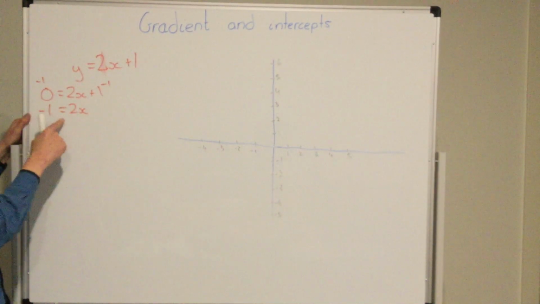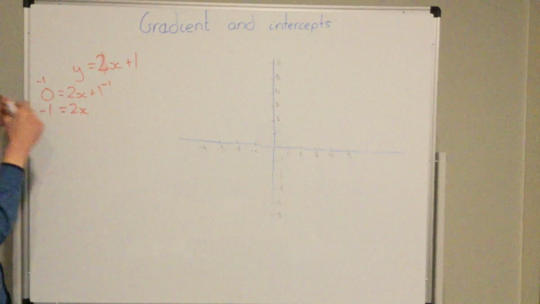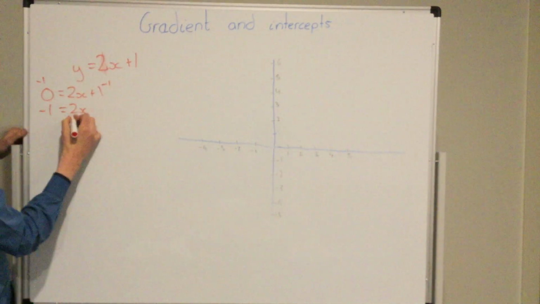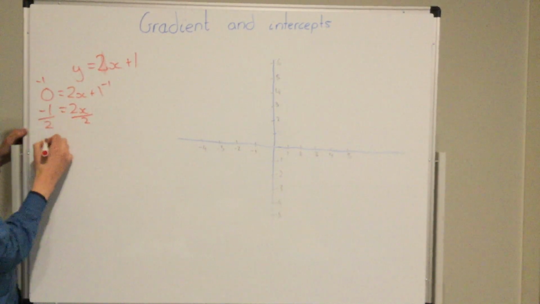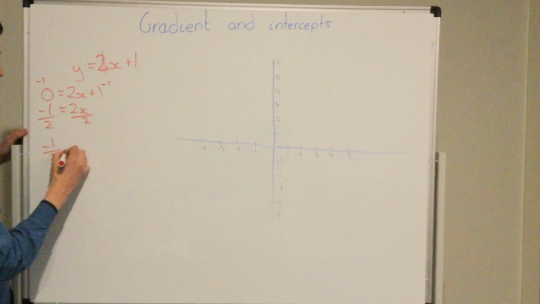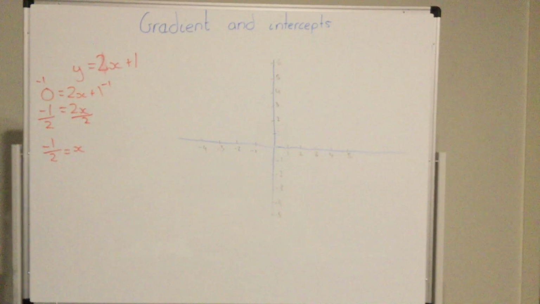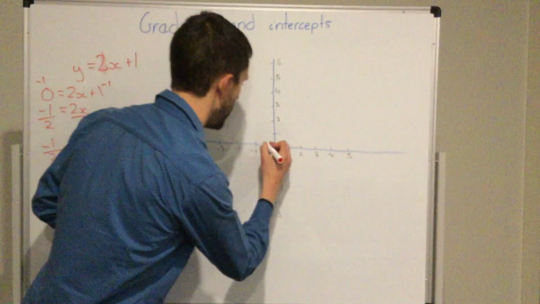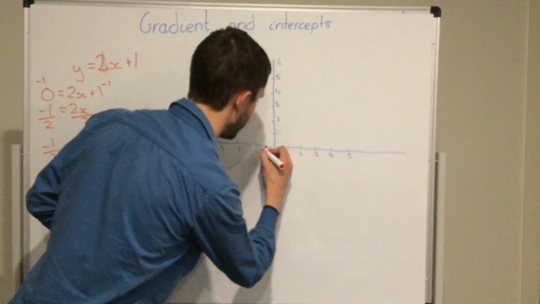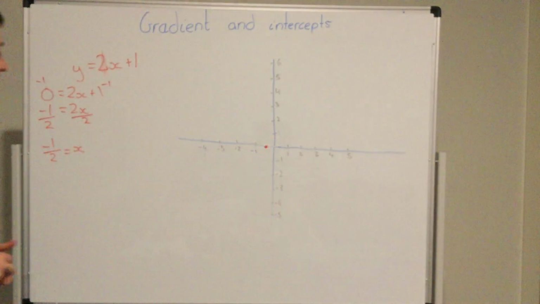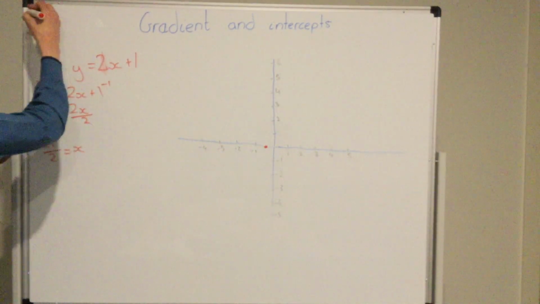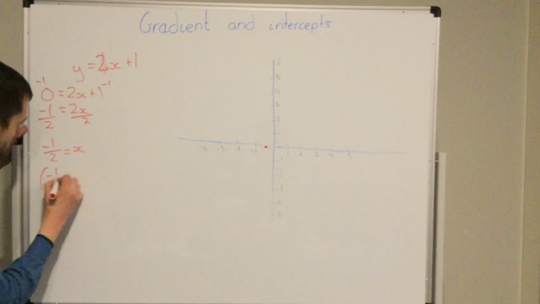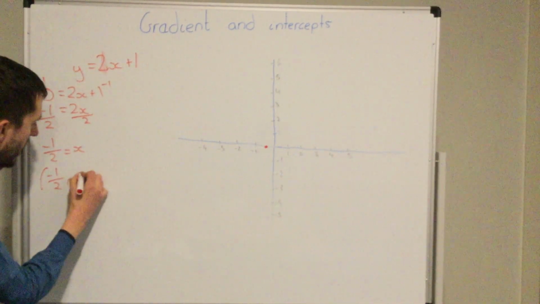So negative 1 equals 2x. Now I want x by itself, so what's the opposite of times by 2? Divide by 2. So I divide both sides by 2. Negative 1 over 2 equals x. So that shows me that when y is 0, x is negative a half. Right there. So I'll put my first one over here. When x is negative a half, y is 0.